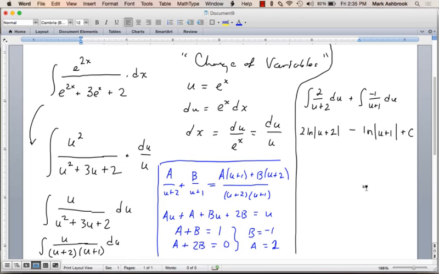But our original problem was in x, not in u. The purpose of changing it to u was to get a more manageable antiderivative. Once we get that antiderivative, now we need the answer in terms of x. So we're going to change it back from u back to x. So the purpose of the u is to make things easier, and then we're going to change it back. Everywhere there's a u, we're just going to put e to the x back, because that's how we originally defined it.